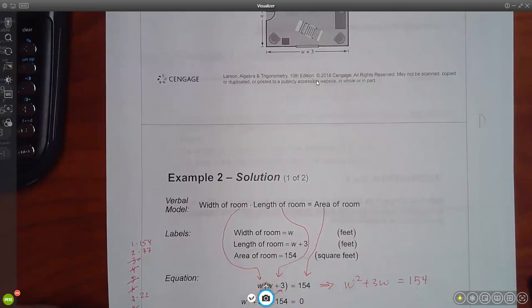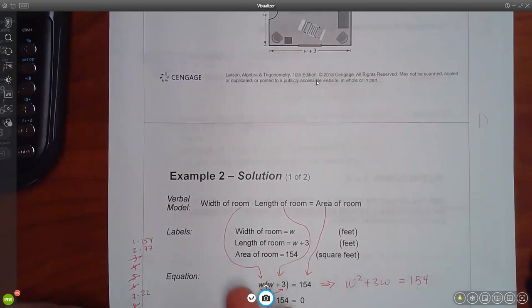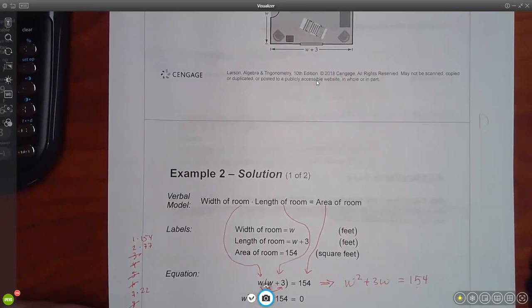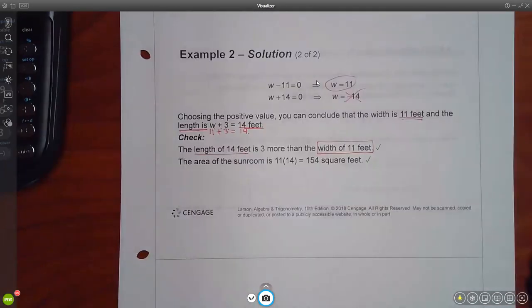So if I had used X's instead of W's, I really would have been at a loss if I didn't have my labels, okay? What the heck did I say X was at the very beginning? Unless you wrote it down, you're going to have to go back and review and find out what you assigned X to be.